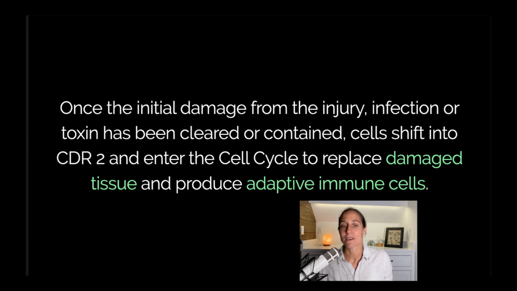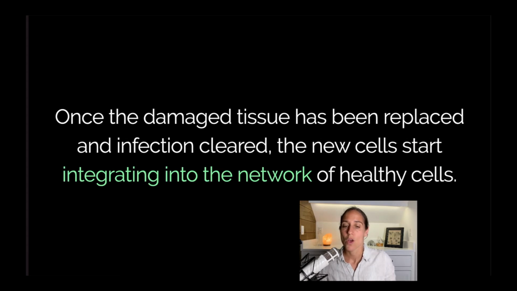Once the initial damage from the injury or infection or toxin has been cleared or contained, cells shift into CDR2 and enter the cell cycle. And this is all about replacing the damaged tissue. So here we're growing tissue, and then we're also producing adaptive immune cells, right? The part of our immune system that takes a little bit longer to come online requires us to make lots of new cells. And this is also part of CDR2. Once the damaged tissue has been replaced in CDR2 and the infection is cleared, the new cells start integrating into the network of healthy cells. So this is what CDR3 is all about.